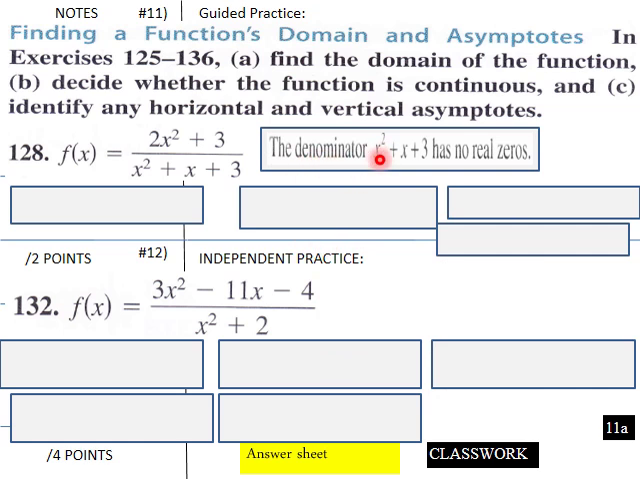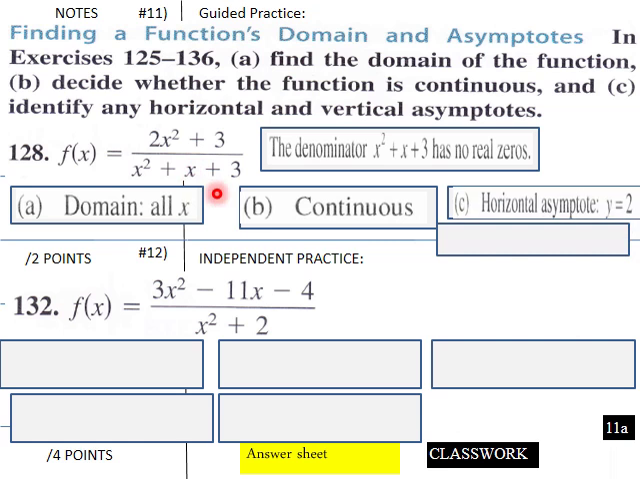So the denominator has no real zeros. It would have no real zeros, but it would have imaginary zeros. Domain is all x. Then b, it would be continuous. There are no holes in this. And then the horizontal asymptote would be y equals 2 over 1, which is 2. And then the vertical asymptote, there aren't any vertical asymptotes for that.